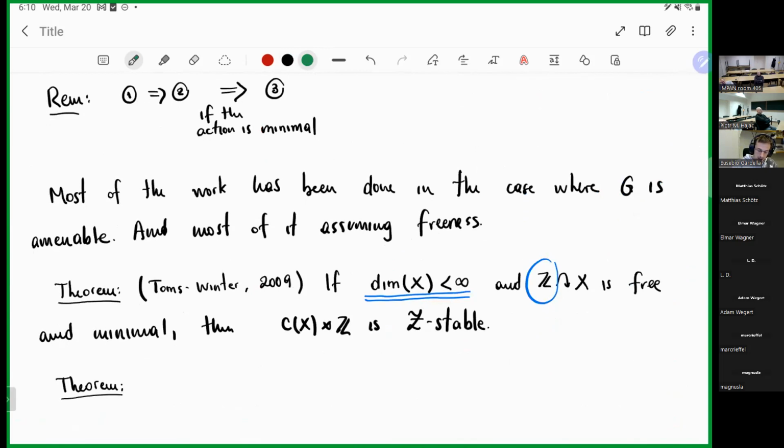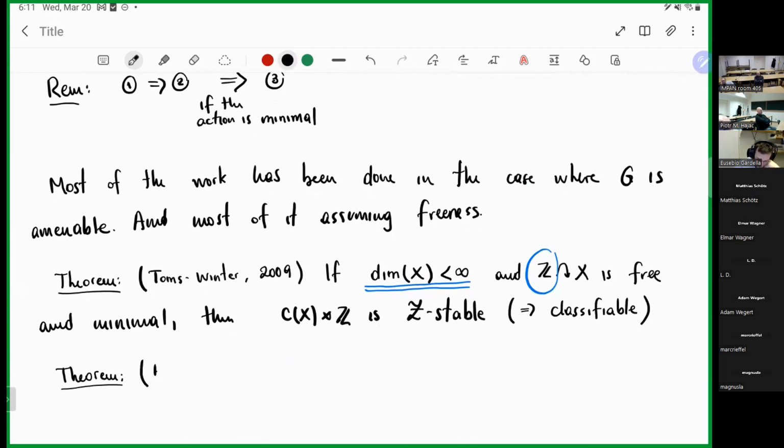Exactly. So in this case, the other conditions on the action, we're actually assuming even slightly stronger things. The group is amenable, the action is even free. So everything else is guaranteed, and the cross product is stable, and therefore classifiable. Yes, because in this case, the stability is the only thing that remains to be checked.